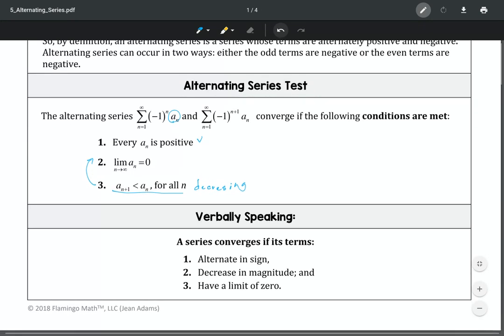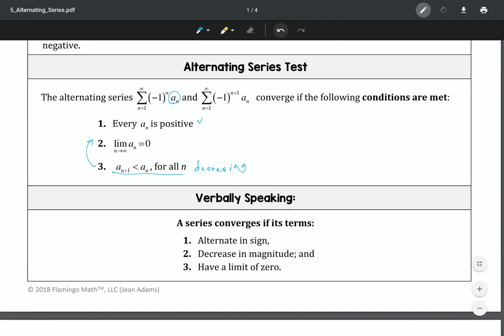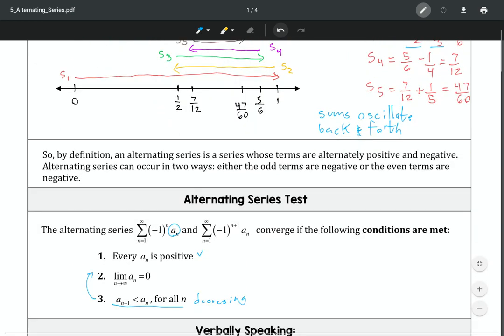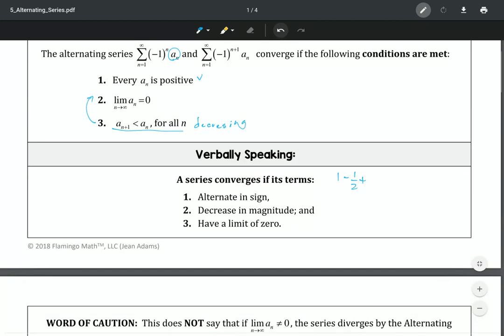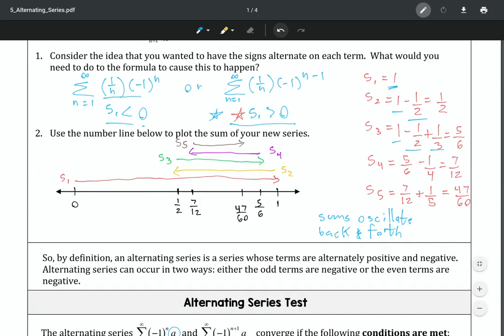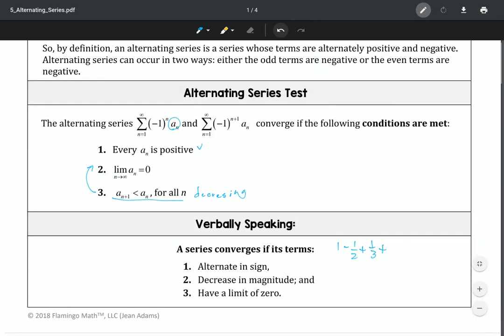Now, verbally speaking, a series converges if its terms alternate in sign. So every term, like what I had up there, I had a positive one, then a negative one half, then a one third, and so on. Let's see what the next term was. Negative one fourth, and so on. So as you can see, the signs keep alternating, but every term of the sequence has to be positive.